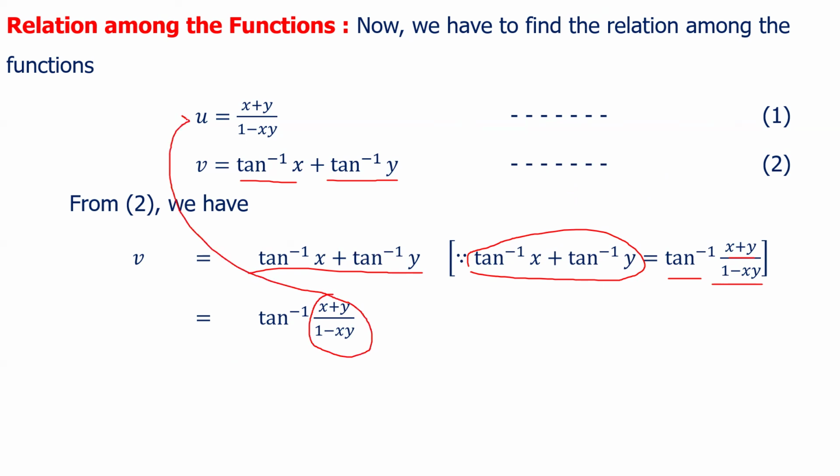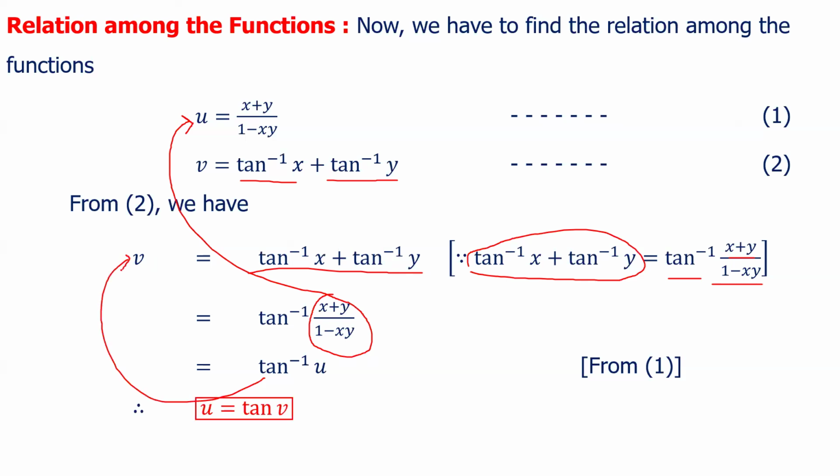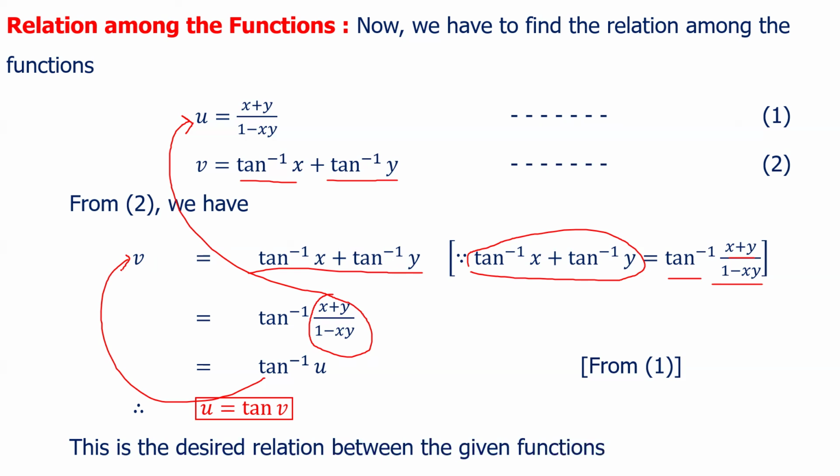And this is nothing but u from equation number 1, so it can be written as v equal to tan inverse of u. And if we take tan on this side, what is the value of u? u is equal to tan v. So this is the desired relation between the given functions u and v.